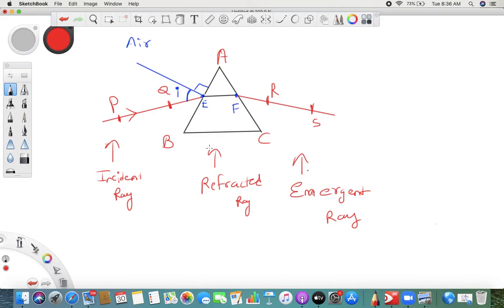In order to draw the angle of emergence, we again have to draw a normal. So I'll draw a normal here. This is my 90-degree angle. This is my 90-degree angle. And this is my angle of emergence, so I'll write it as E. Okay, hope you are getting what I'm trying to say.